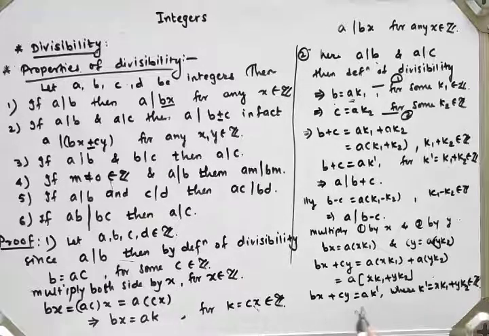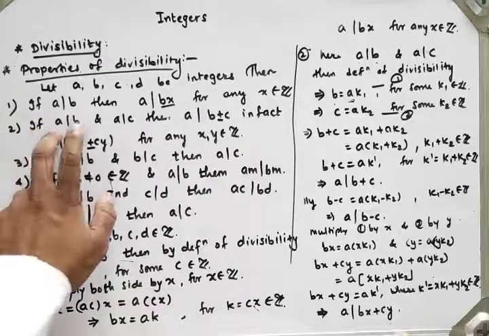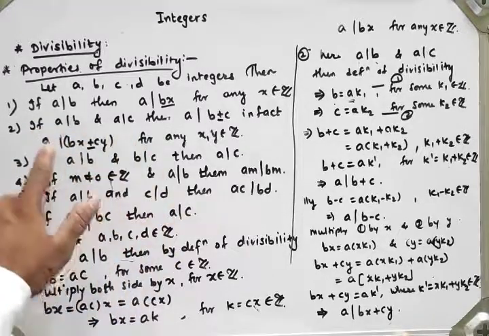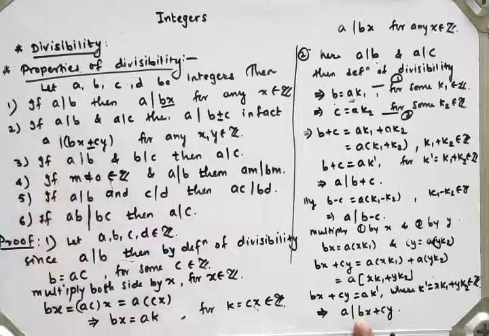So by using definition of divisibility, what we get here? That implies a divides bx plus cy. A divides bx plus cy. Hence, if we have two conditions, a divides b and a divides c, then finally I get a divides bx plus minus cy. Here I have taken addition. If I take subtraction, then here I will get minus cy, right? So we have proved for bx plus cy. Now you can do for bx minus cy.